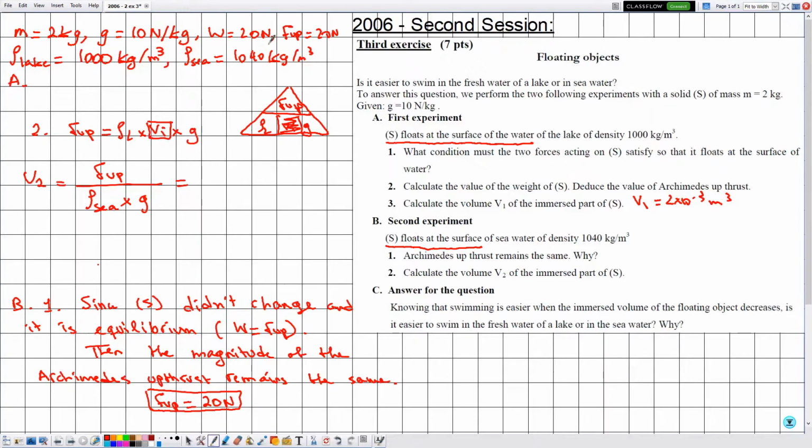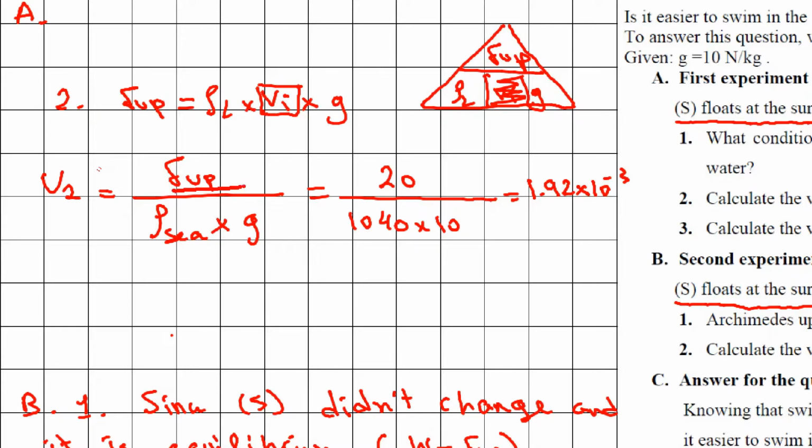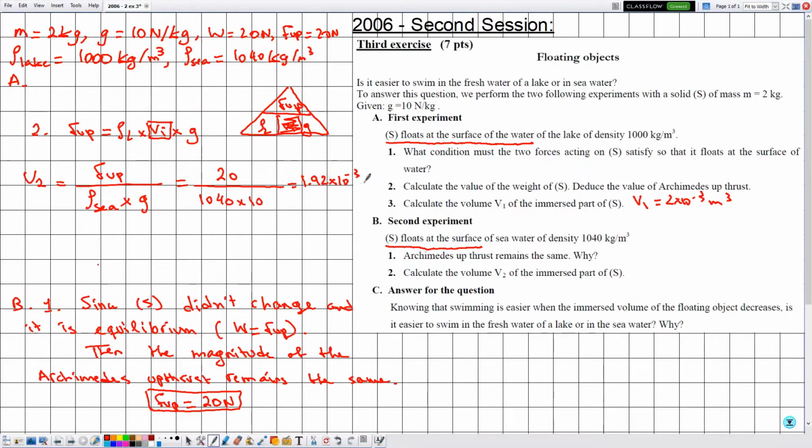So F upthrust is 20 newtons, which remains the same, divided by rho C, which is 1040, multiplied by the value of G, which is 10. Plugging this fraction into the calculator, the volume of the immersed part is 1.92 times 10 to the power minus 3. Since F upthrust, rho C, and G are all expressed in SI, the volume V2 will be expressed in SI, which is meter cube. Then the volume V2 of the immersed part is 1.92 times 10 to the power minus 3 meter cube.